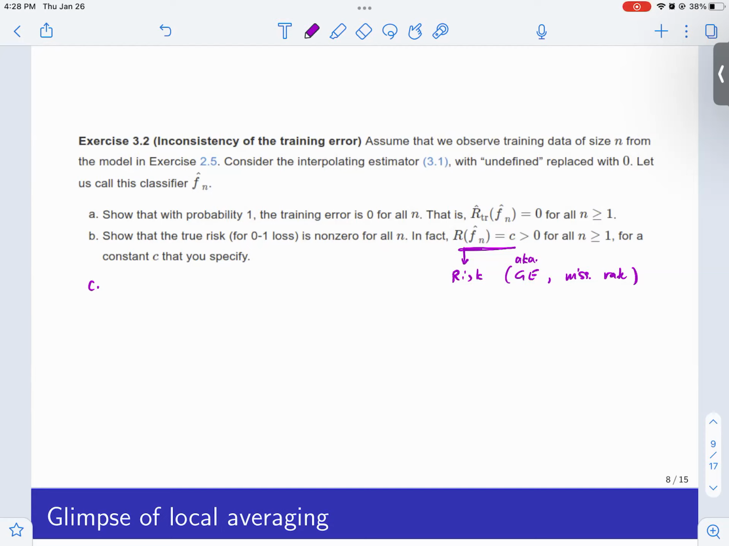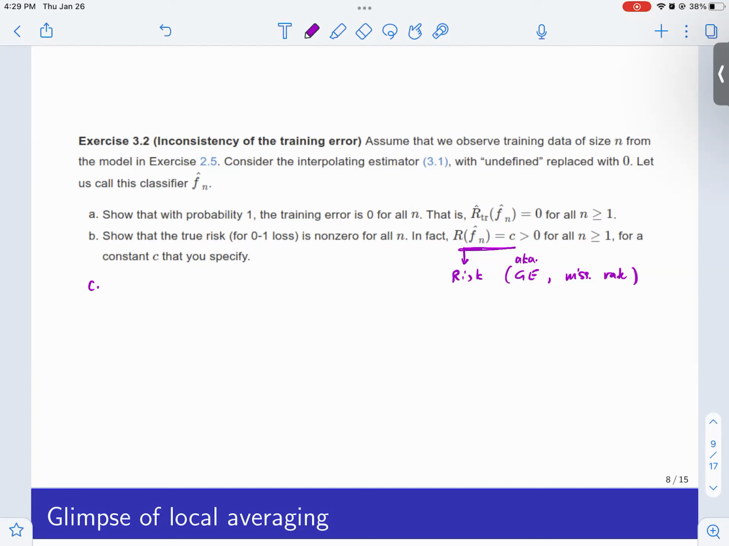The training error is always going to be 0. So this is an example where the training error does not converge to the risk. That's why I mentioned that if you want to evaluate a classifier, you have to use an independent sample. This is an example where you're guaranteed to perfectly fit the data, so the training error is going to be 0, but no matter how many samples you gather, your risk is going to be positive.